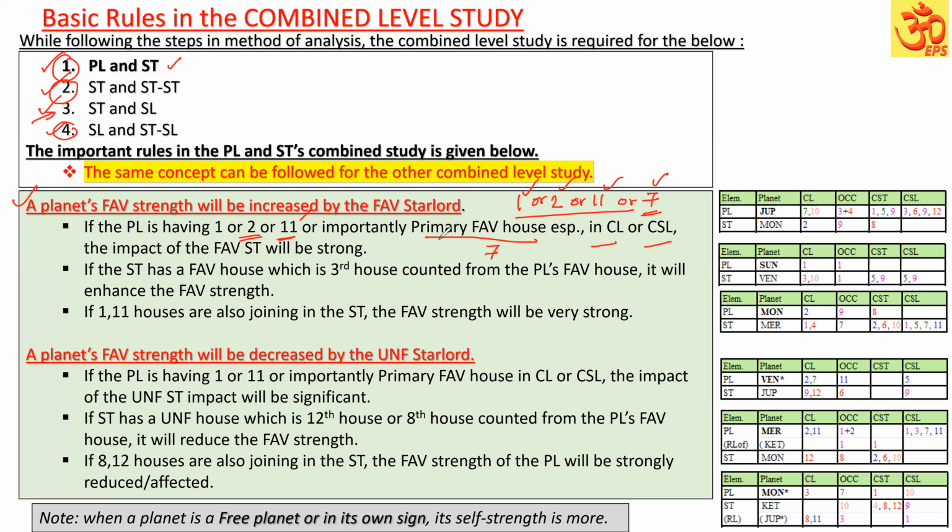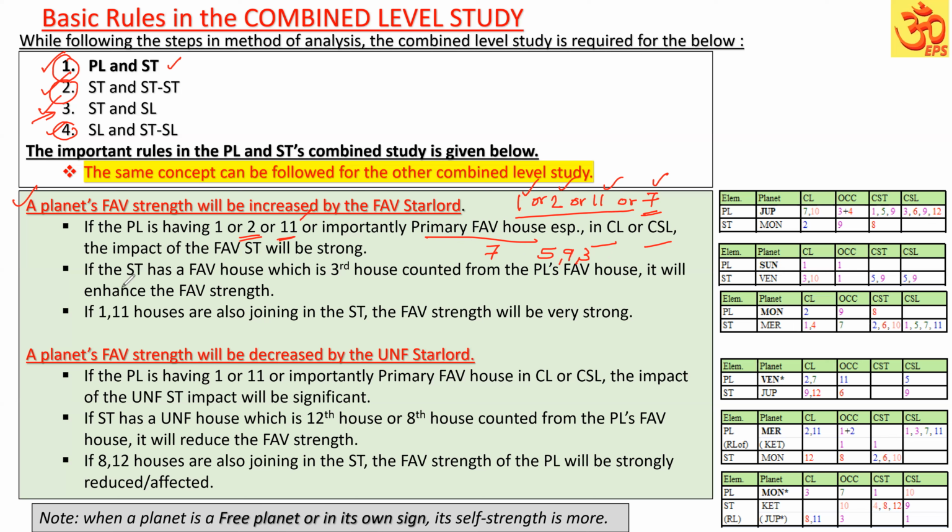I am talking about the importantly primary favorable house. Suppose for the event of marriage, the fifth house is also an important house, and the ninth house and third house are also supportive houses. Even that can be there. But still, when it is having the seventh house, that impact is more. I hope you would have understood.